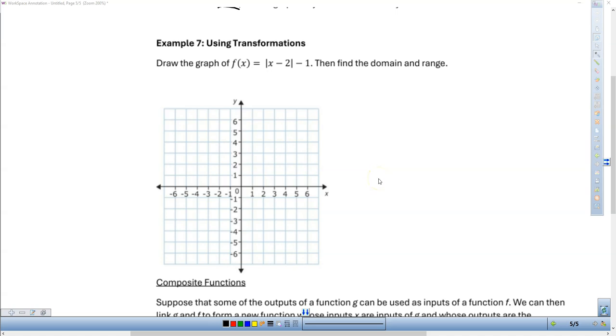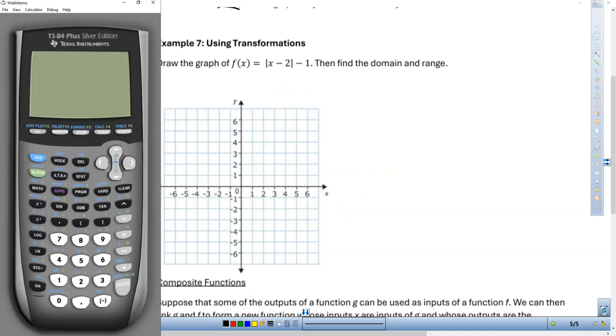To help us out here, if you're really stumped on this, you can always grab your graphing calculator real quick and plug that into this function. I'm just going to clear it out and grab the absolute value of x minus 2, and then minus 1. We know that minus 1 is going to cause a shift, so we can already anticipate that. If we look at that minus 2, what did that do? Well, that caused a shift in the horizontal direction, and the minus 1 caused a shift in the vertical direction.